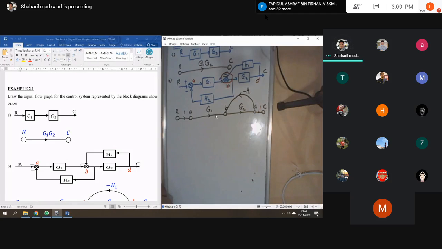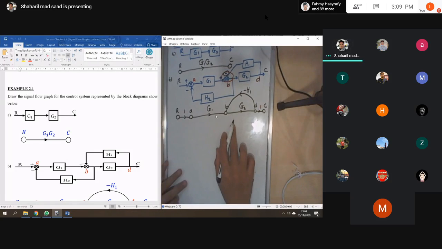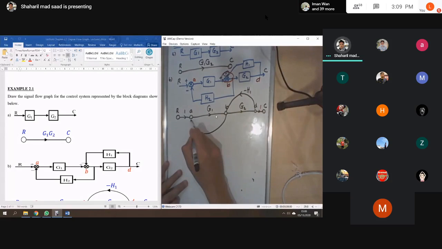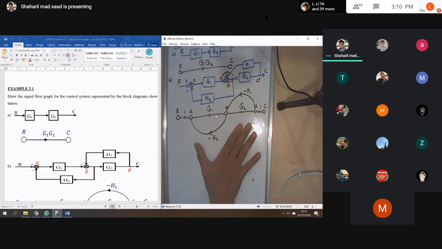So far so good? Clear? Okay. So B, this one, the feedback H2. B goes to A, right? The symbol is like this because of the sign here, and the value is minus H2. So you have completed drawing your signal flow graph.